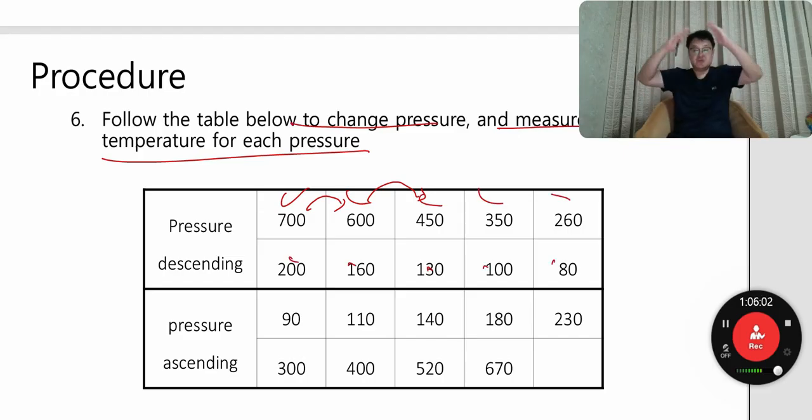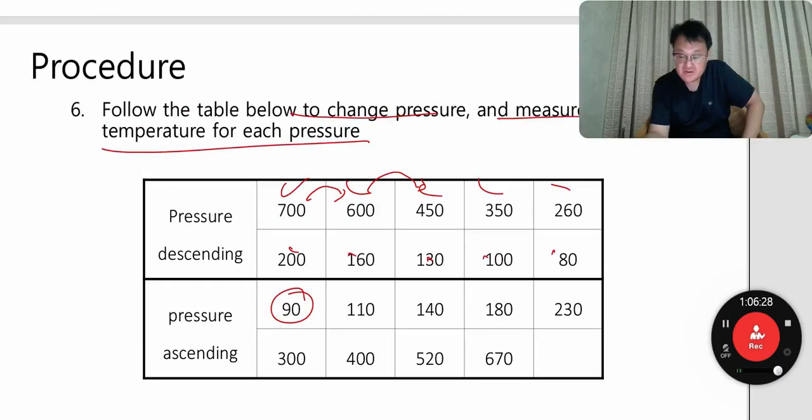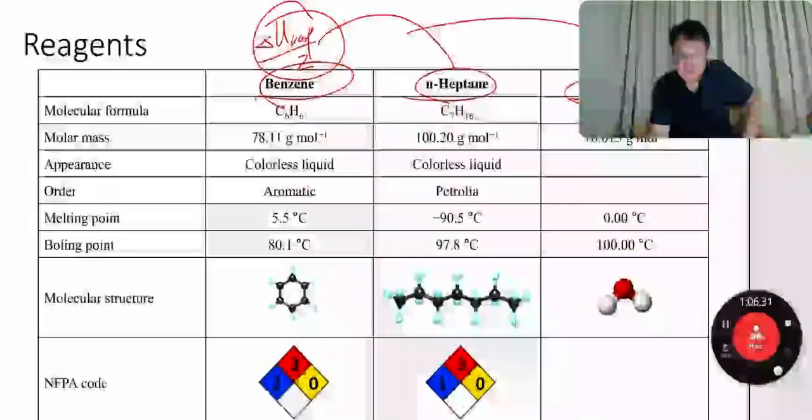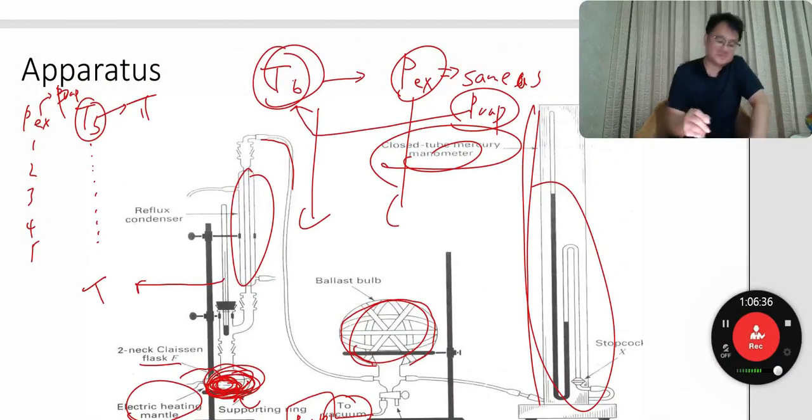So for each pressure, you pump down the system, measure the pressure, and at that given pressure, you measure the boiling point, okay? And then you pump the whole system way down to 90 torr, and then you do that with ascending pressure. So that is what is given in the manual. But as a matter of fact, you are going to do the experiment a little bit differently.